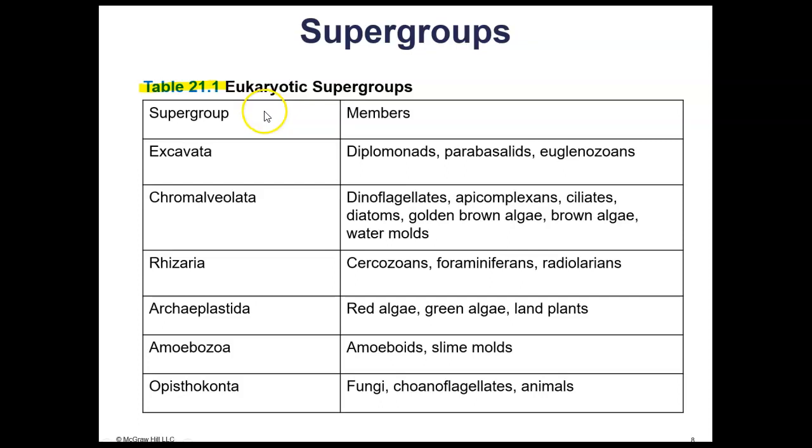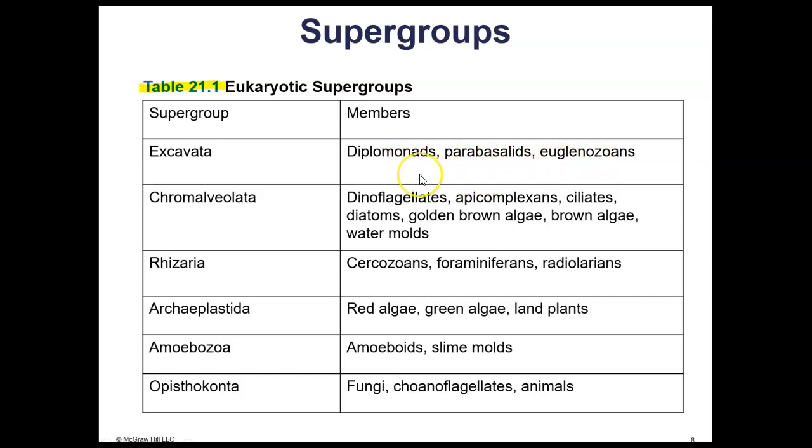So this table is extremely important. You need to somehow find a way to learn this information. I know it seems like a lot, but you really would need what, 1, 2, 3, 6 flashcards. And I would put supergroup Excavata on the front of the flashcard and then the groups of the excavates on the back of the flashcard and learn them. Learn that the Excavata consists of the diplomonads, parabasalids, and euglenozoans.